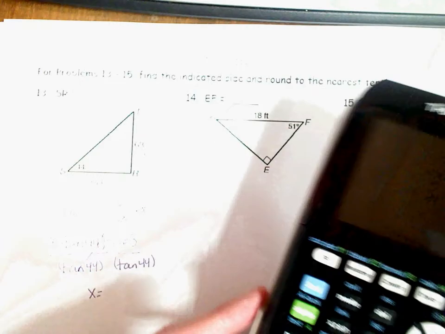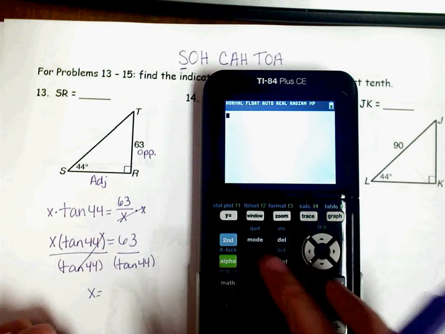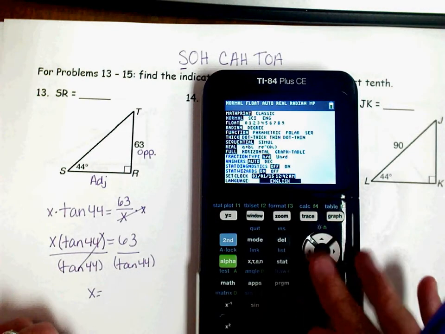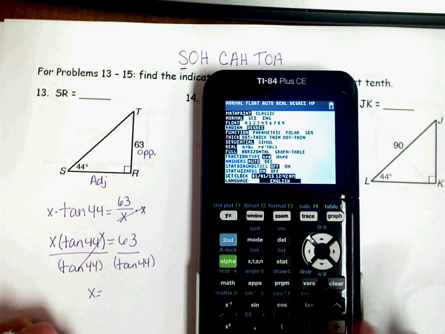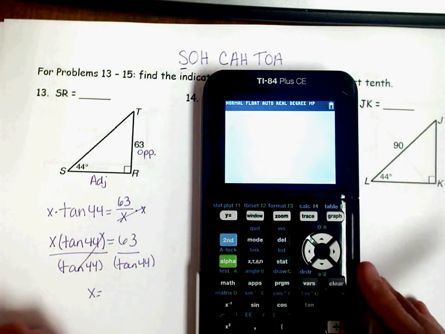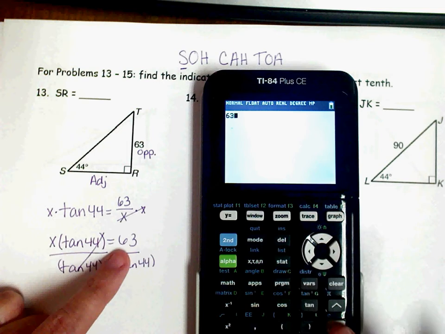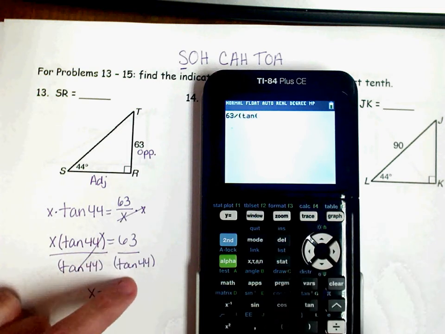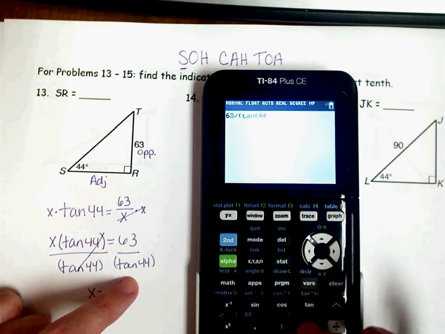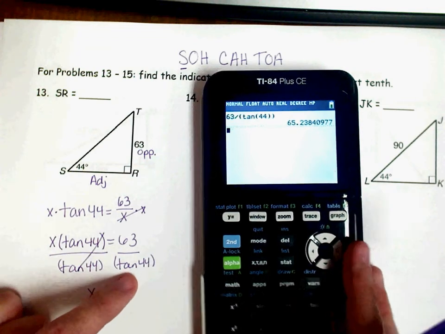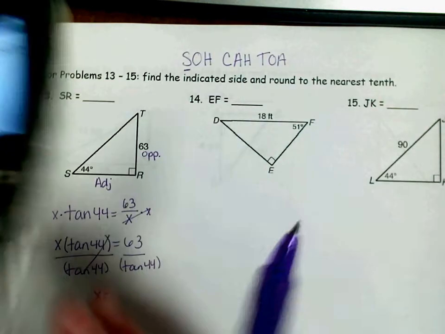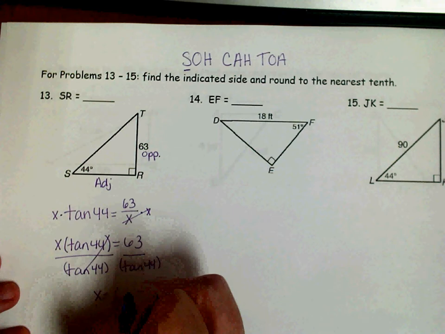So remember, you've got to make sure that your calculator is in degree mode. So you go down, change it to degree mode, make sure you hit enter, and then you're ready to begin. So we're going to type in 63 divided by the tangent of 44. And that gives me 65.2. And since we're rounding to the nearest tenth, that's my answer, 65.2.